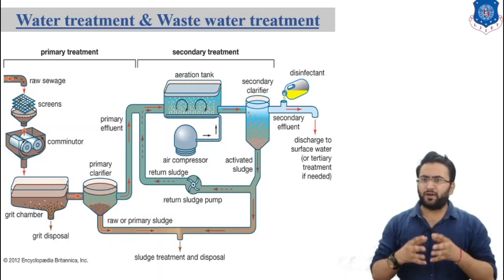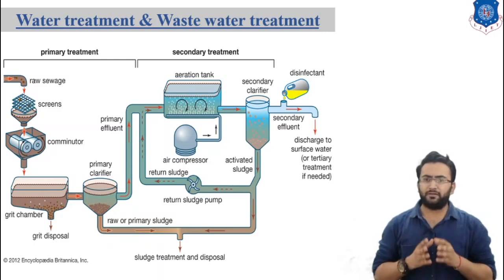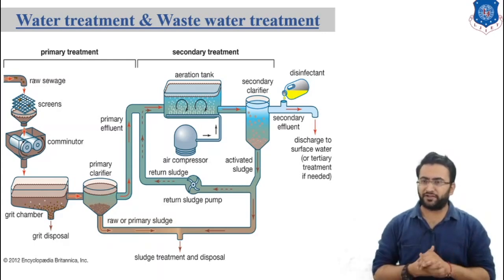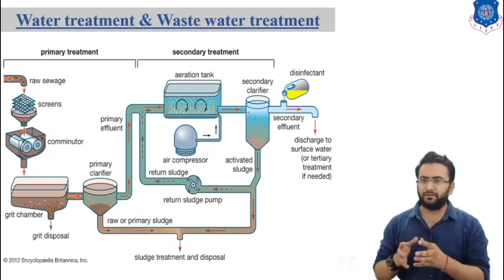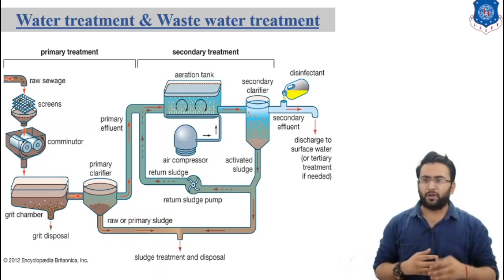Wastewater treatment or water treatment is further classified in three manners, such as primary treatment, secondary treatment and tertiary treatment. In primary treatment, a number of processes are used, such as screening, bar screening, comminutor, grit chamber and primary clarifier. These equipment are used to remove physical waste. Primary treatment is also known as physical treatment.